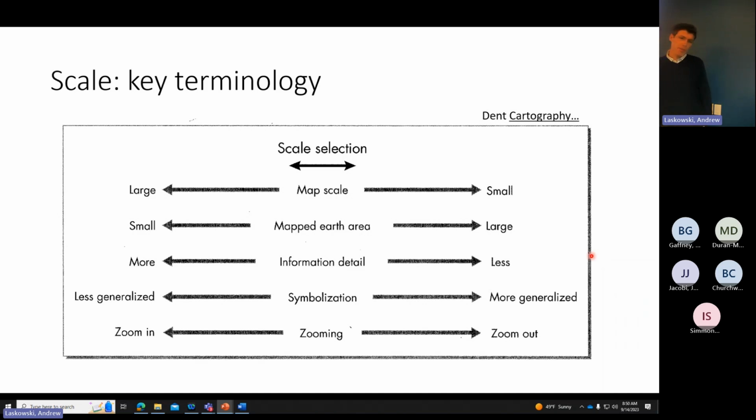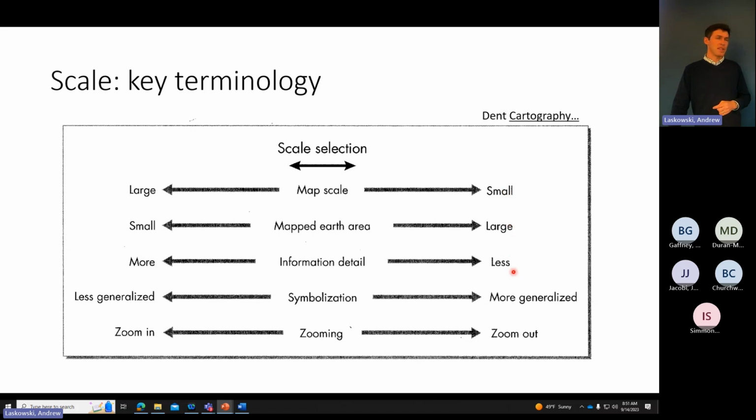So there is a very precise cartographic language around scale I want you to be familiar with. At first glance, it might be a little bit counterintuitive, because a small map scale actually shows a very large Earth area. That's because we want to think about the numerical value of that representative fraction. If we have a map that covers the entire US, that's actually a small scale map. A lot of people would intuitively think, oh, a large scale map shows a large area, but that's actually not the case. So for small scale maps, we're mapping large areas.